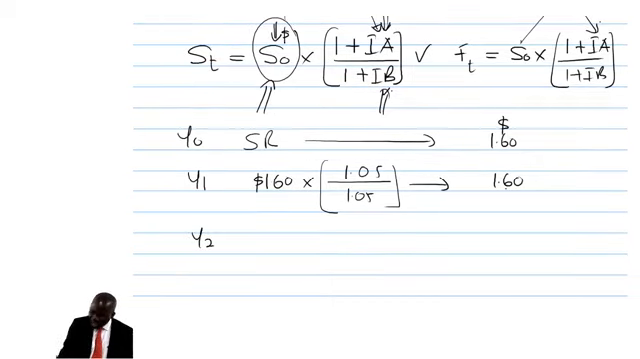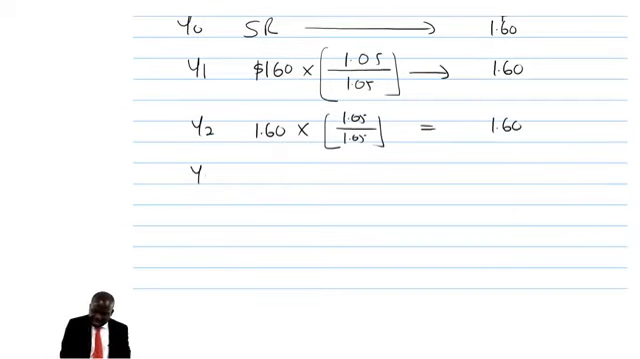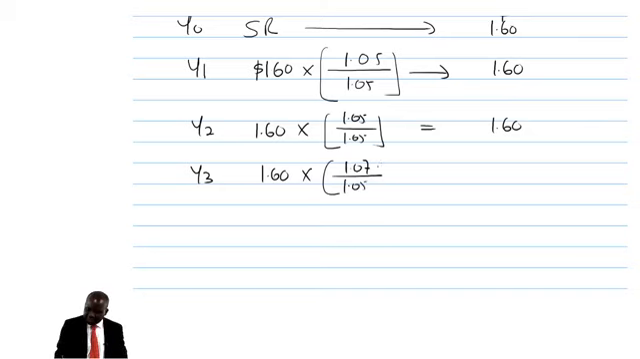Year 2, I bring the year 1 of 1.6 multiplied by year 2. US inflation is still 5%. UK inflation is still 5%. I will have 1.6 again. Year 3, I bring the year 2 figure of 1.6 multiplied by year 3. US is 7%, 1.07. UK is still 5%, and the figure is going to change.